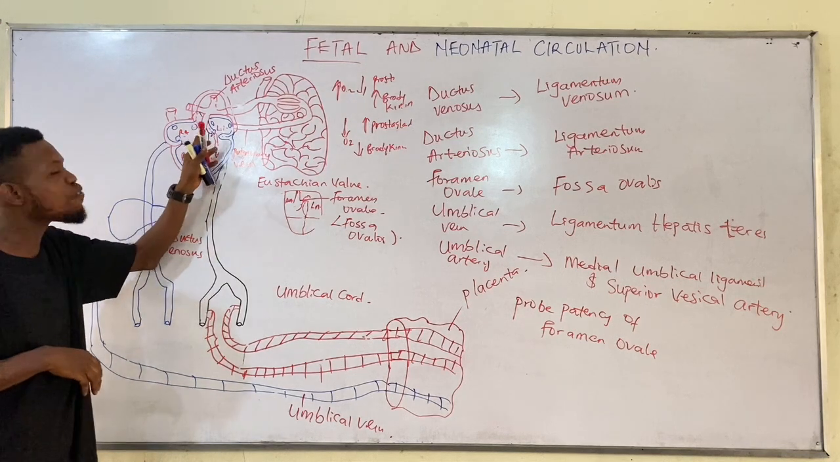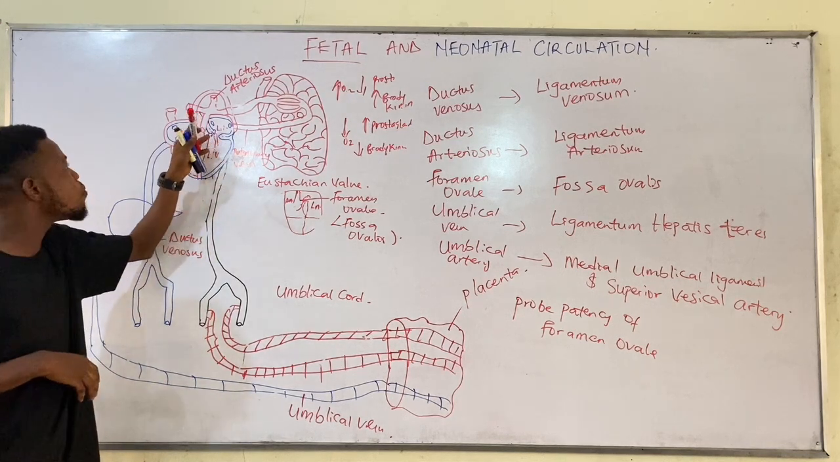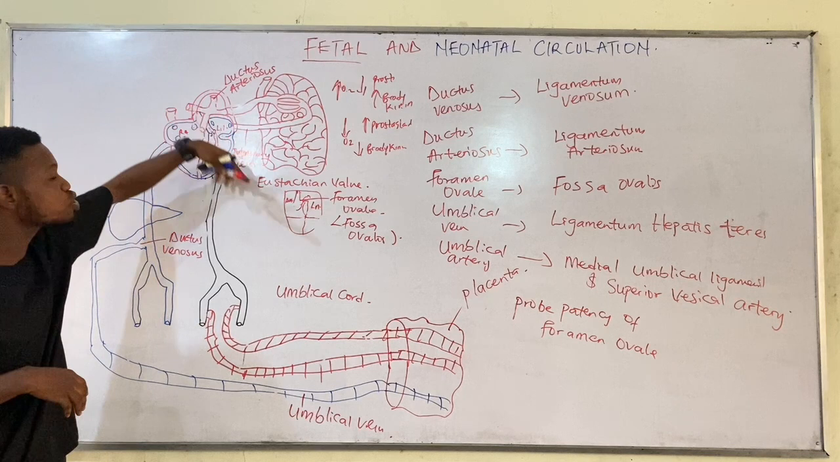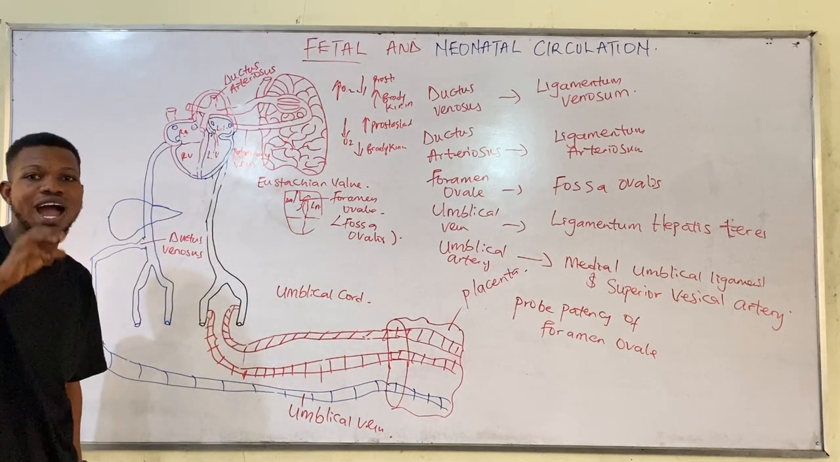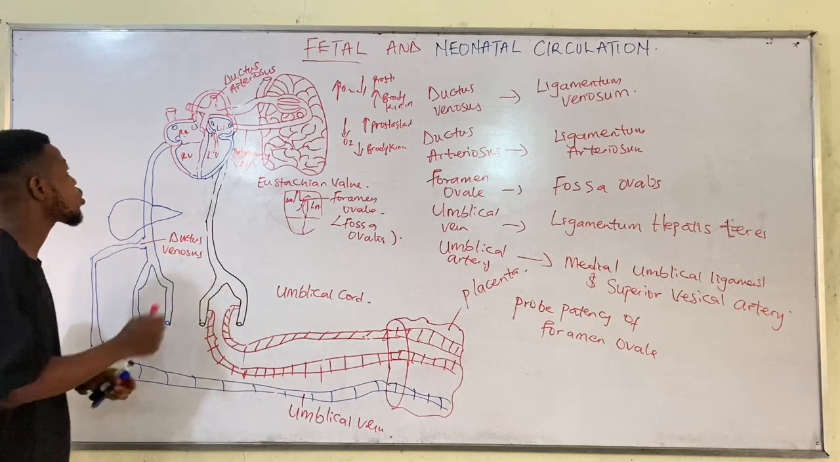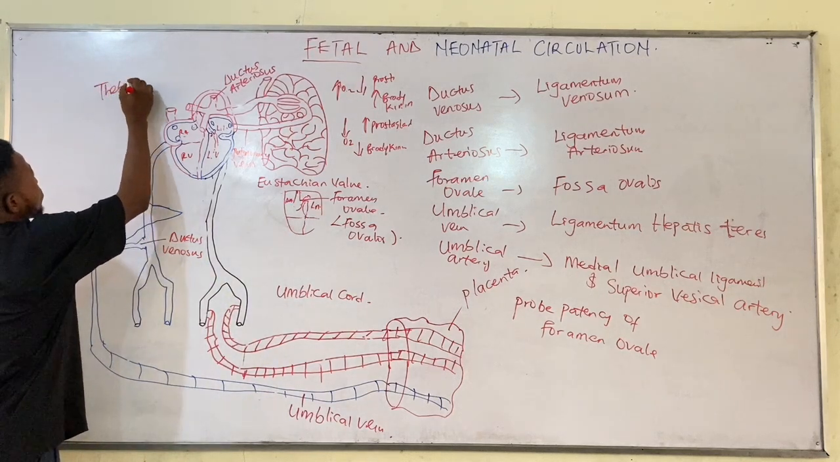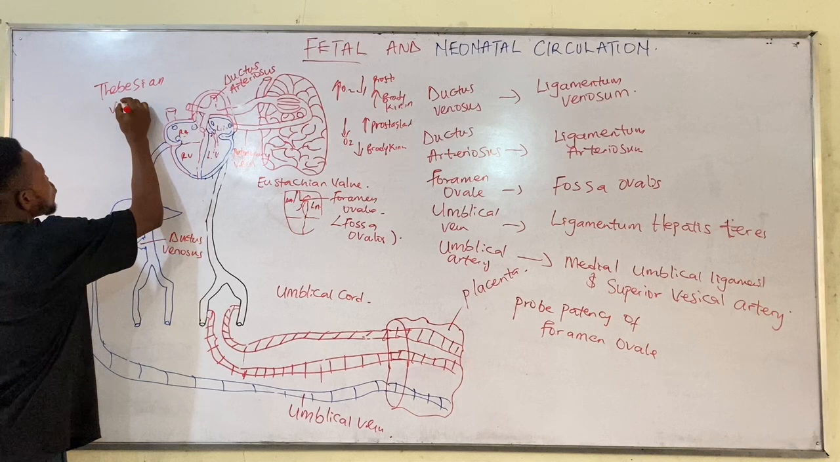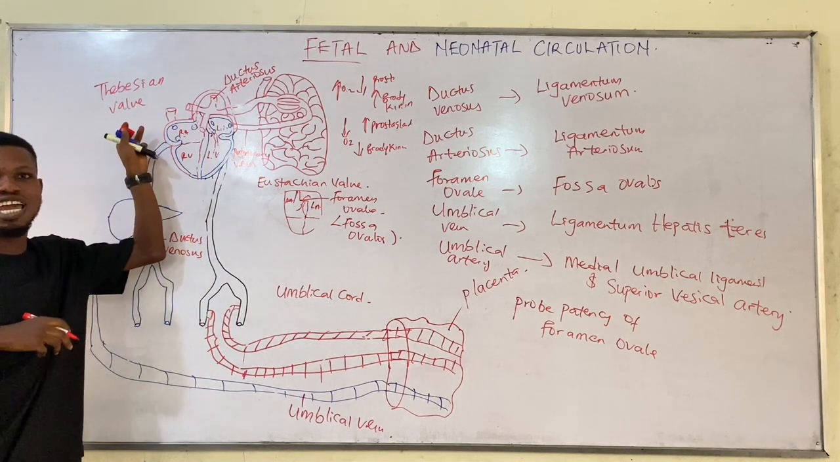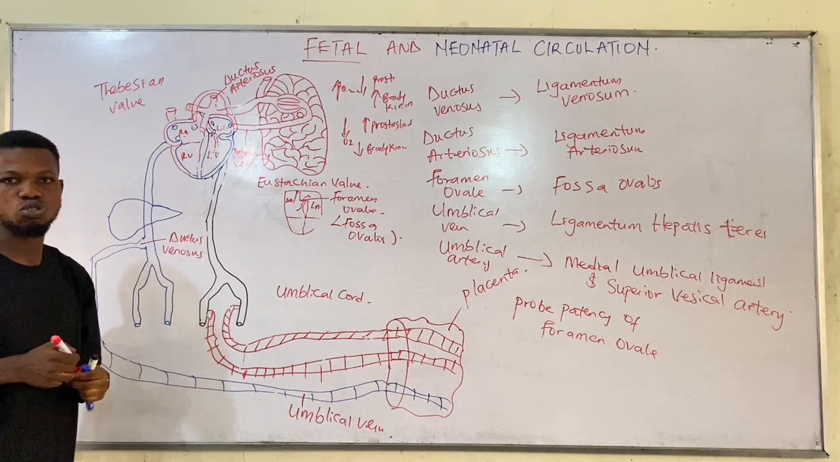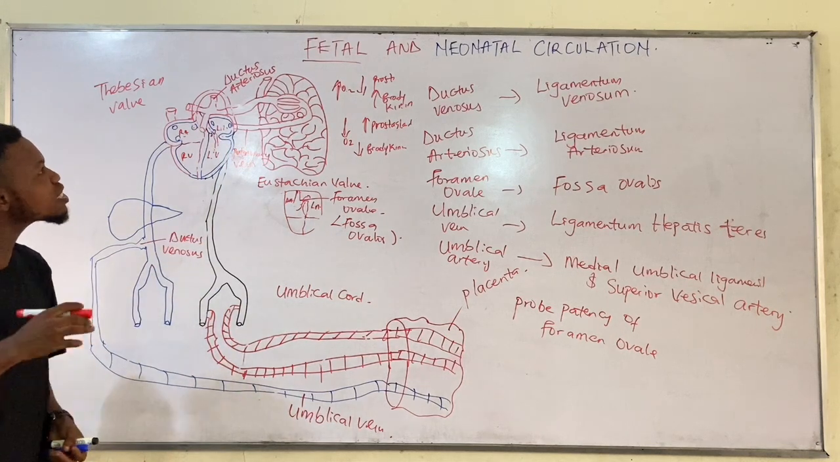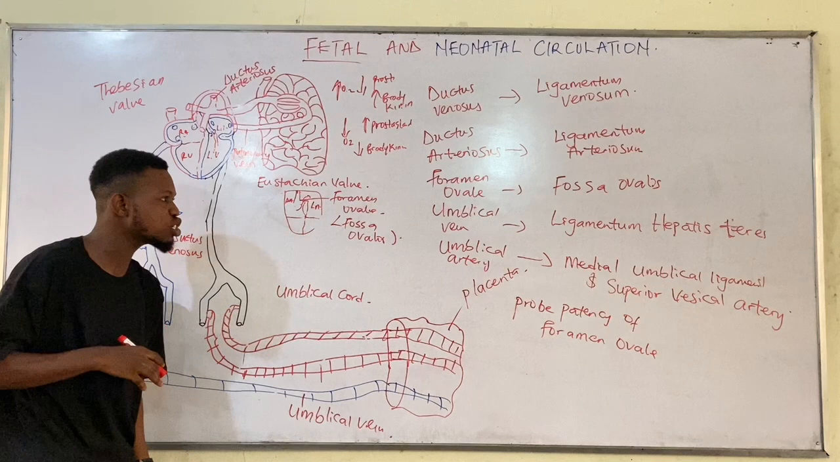There's also a valve that prevents the backflow of blood into the what? Heart muscle. That's what we call the coronary valve, which we call the Thebesian valve. This valve is called the valve of the coronary sinus. It prevents entry of blood back into the heart muscles. Okay, so that is all about fetal and neonatal circulation.